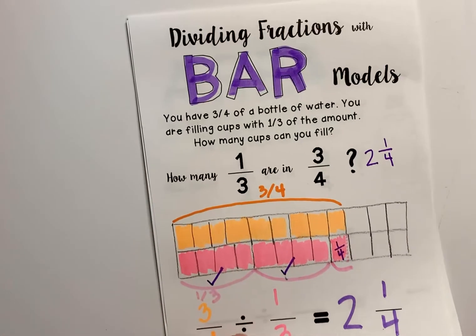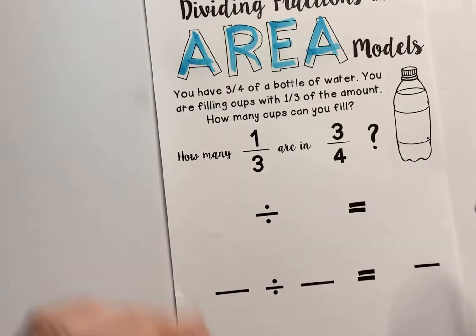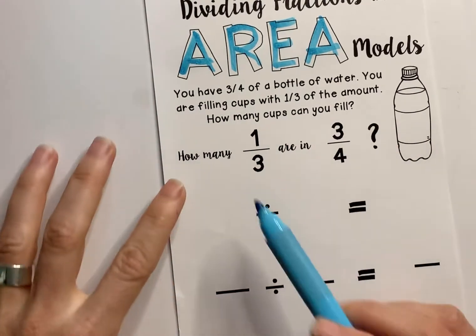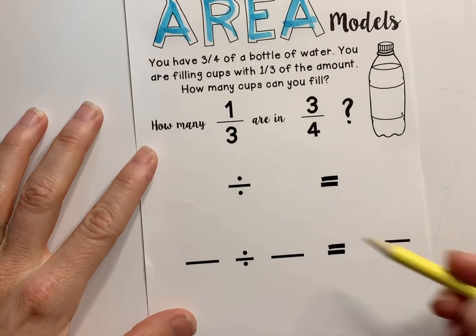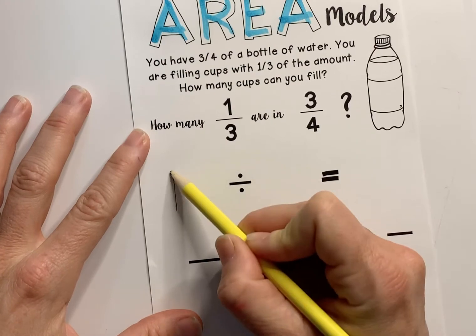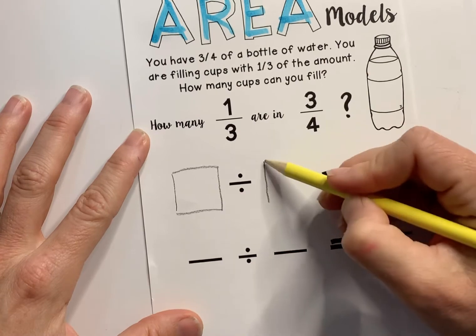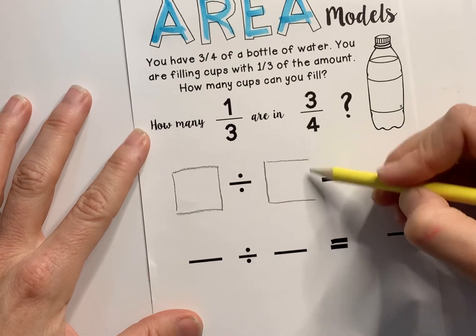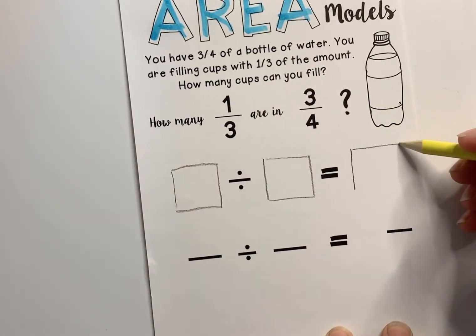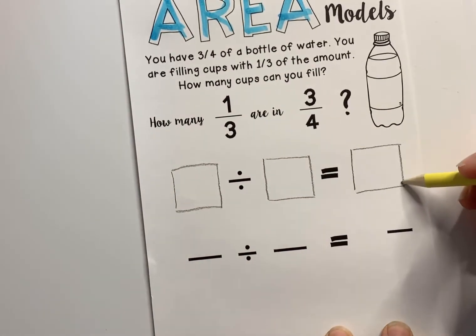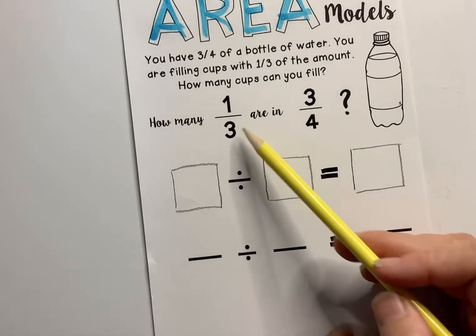So I want you to take that idea, and now we're going to apply it to this area model. We're going to use the same question: how many 1/3 are in 3/4? And we're just going to draw it in another way, and hopefully that will click. So we're going to go ahead and draw a couple boxes to represent our fractional amounts. And for this one, we are going to make little squares that are going to have the same dimension. So we want to know how many 1/3 are in 3/4.